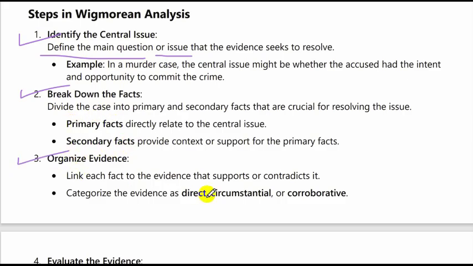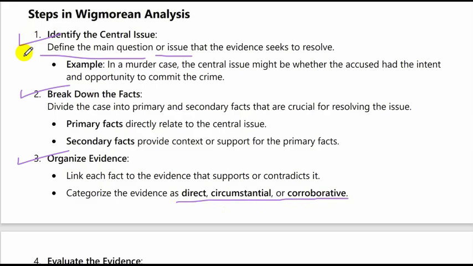Third is organize evidence. Link each fact to the evidence that supports or contradicts it. And categorize the evidence as direct, circumstantial, or corroborative. That is, organize the evidence. So the three steps are: first, we have to identify what is the issue, what are the main questions, what the evidence is trying to resolve.